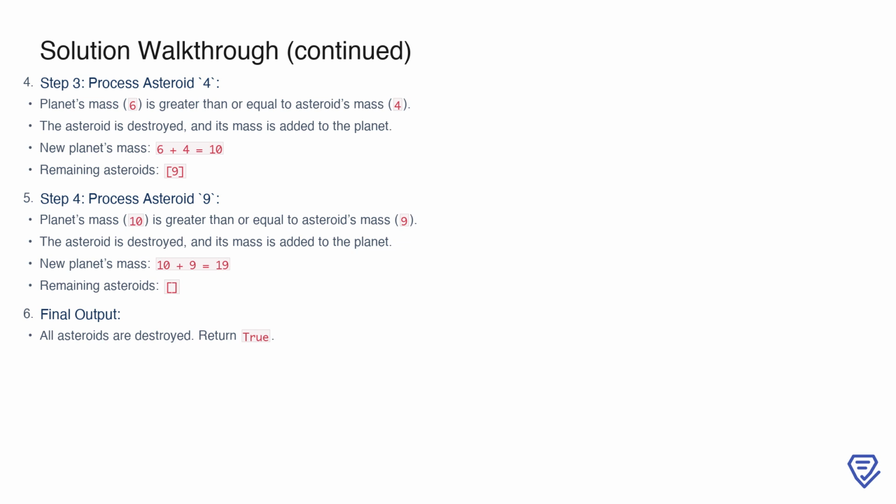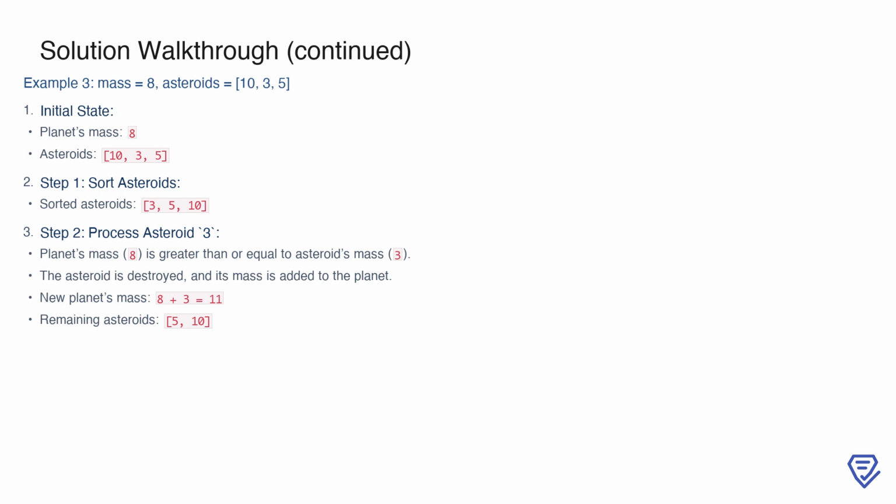Now, the final asteroid has a mass of 9. The planet's mass, 10, is greater than the asteroid's mass, so the asteroid is destroyed, and the planet's new mass becomes 19. There are no asteroids left, so all asteroids have been destroyed, and the output is true.